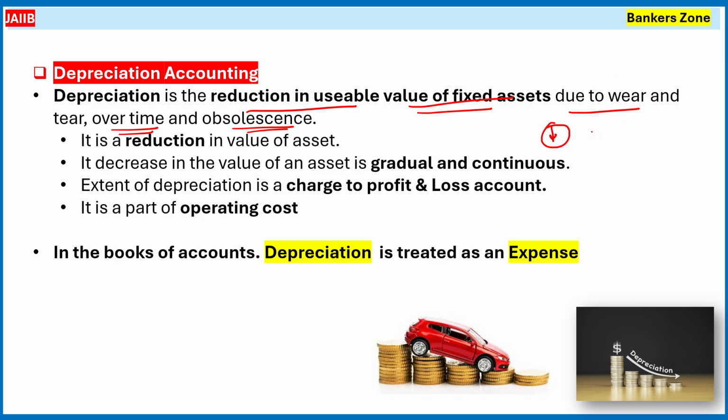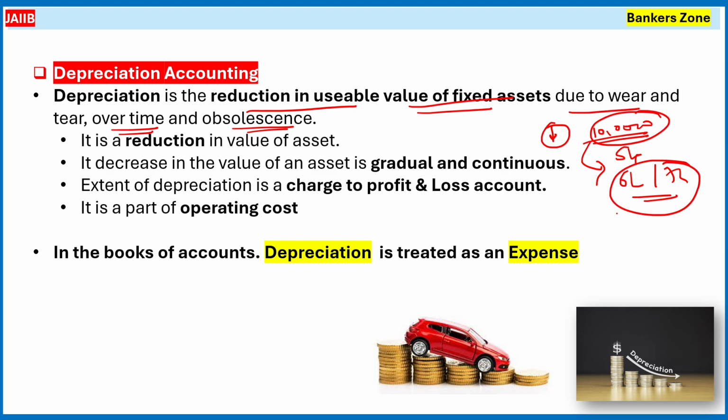For example, you purchased a car for, say, 10 lakh rupees, right? Over the period of time, the value of the car, say after 5 years, what will be the value? It may be 6 lakh or 7 lakh. That means the value at which you have purchased will decrease over the period of time, and that is simply nothing but the depreciation. It is a depreciation.